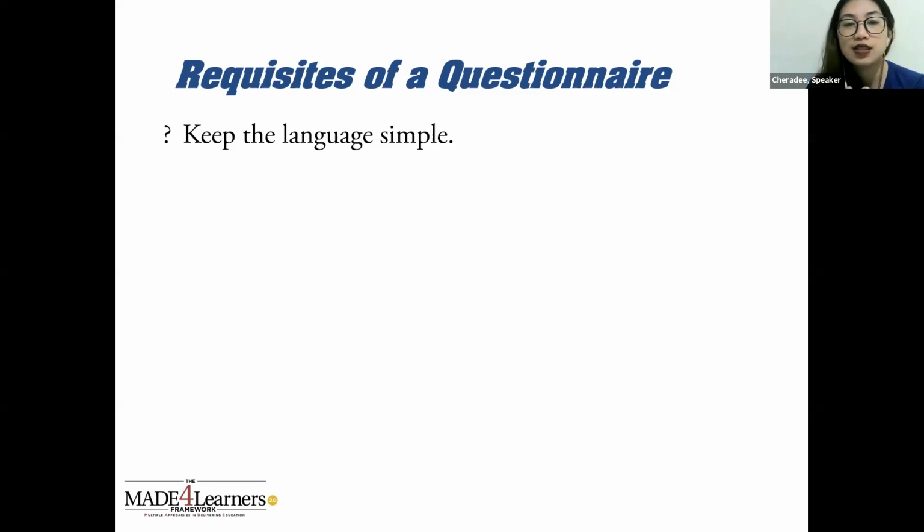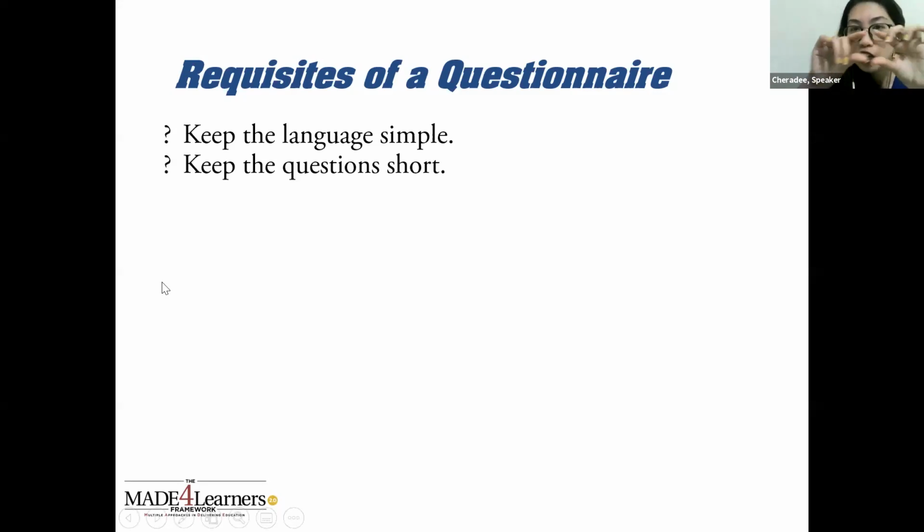Especially for our workers. So you have to keep your language simple, easy for them to understand. Next, keep your questions short. So it should not be a very long paragraph, because let's say it's a long paragraph and your question is at the last part, the respondent will not understand anymore what you are really trying to ask. So as much as possible, keep your questions short.